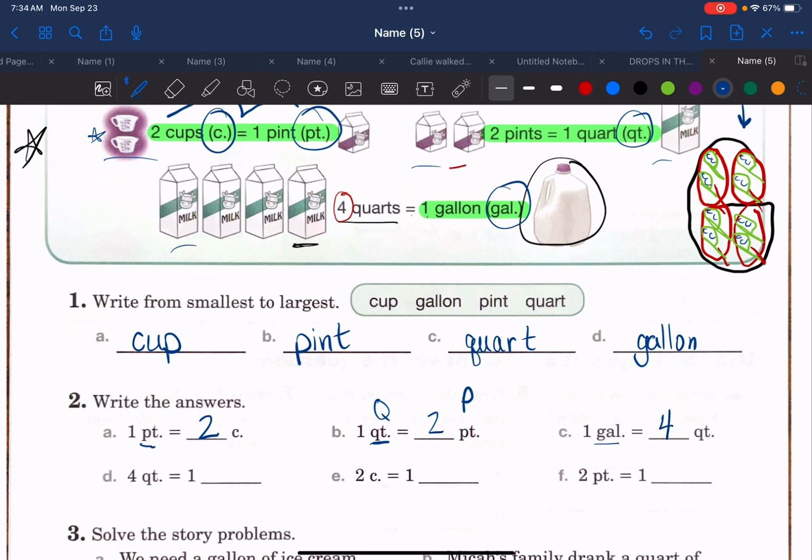All right, now they're doing the opposite. Now they're saying if you have 4 quarts, what else do you have? Once I have 4 Q's, let me picture that. If I have 4 Q's, what could that equal? Oh yeah, a big 1 gallon. And I'm going to do the abbreviation this time. 1 gallon. If I have 2 cups, so find where there's 2 cups, that equals 1 pint. And finally, if I have 2 pints, it means I have 1 quart.